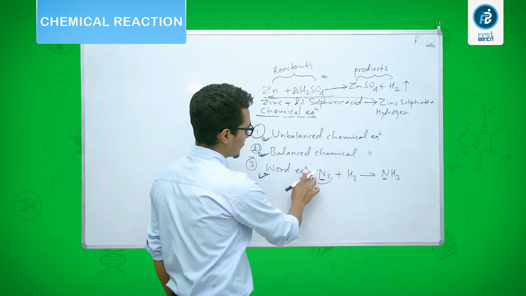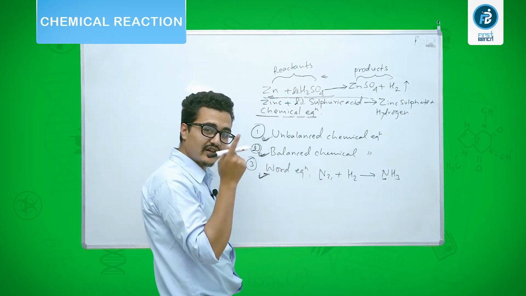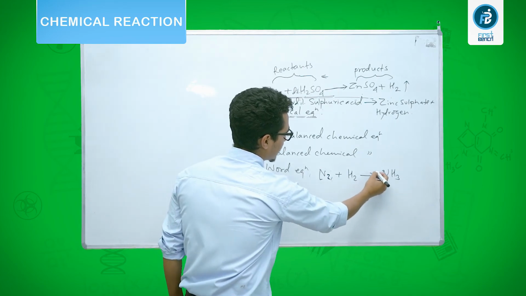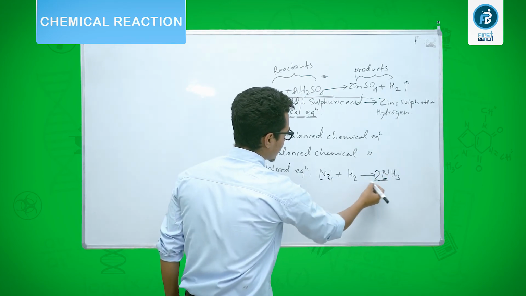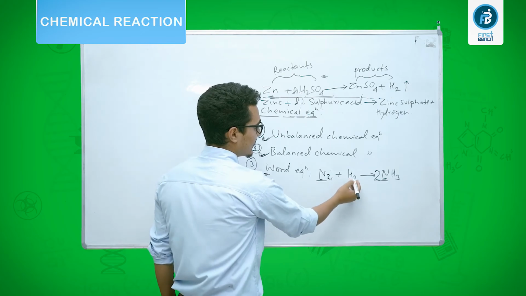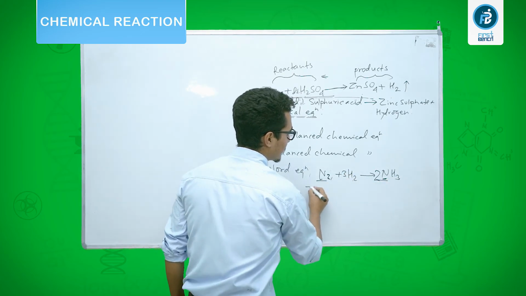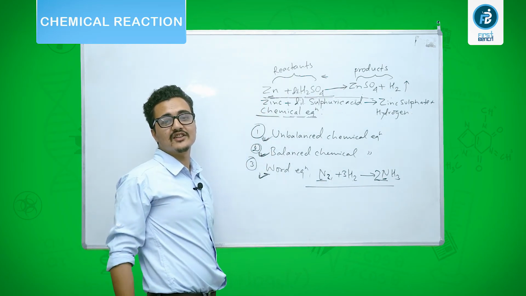Let me balance it faster. You are also talented over there. You can also balance in your own way. Okay, nitrogen 2, here only 1. If I give here 2, then 2 nitrogen are balanced. Here 2 hydrogen, here 3 times 2 is 6 hydrogen, so it will be 3. Now it is balanced. It is a balanced chemical equation.